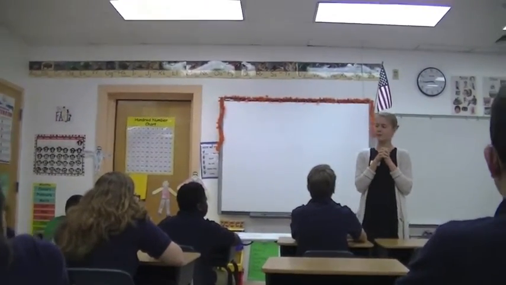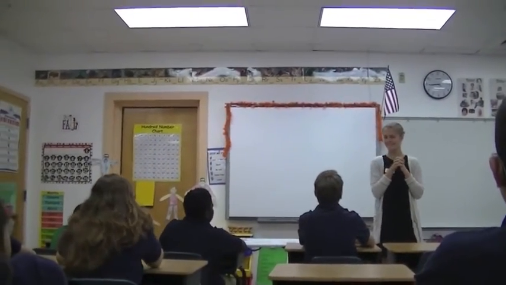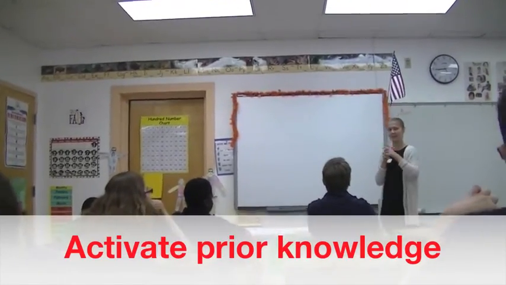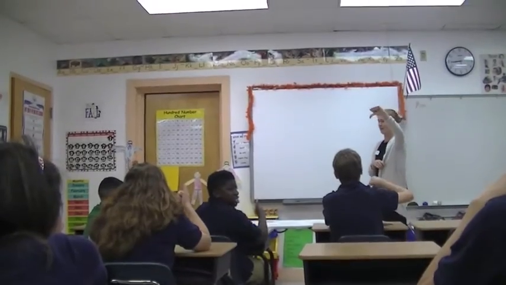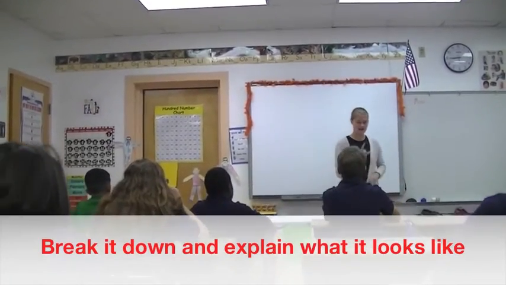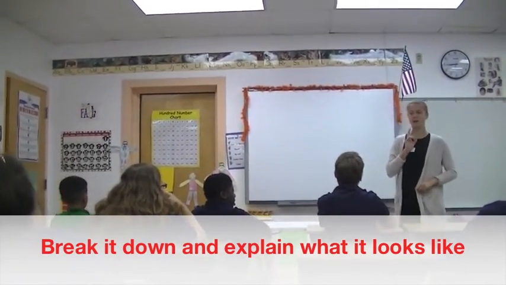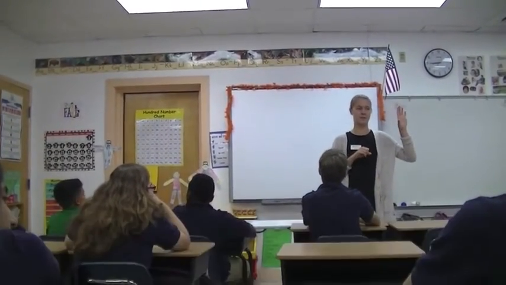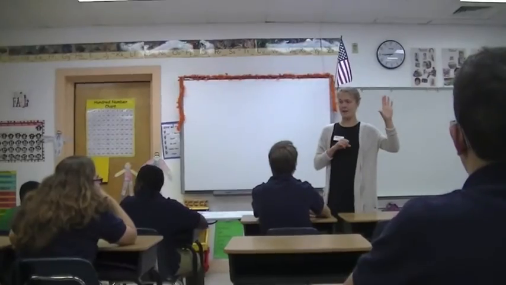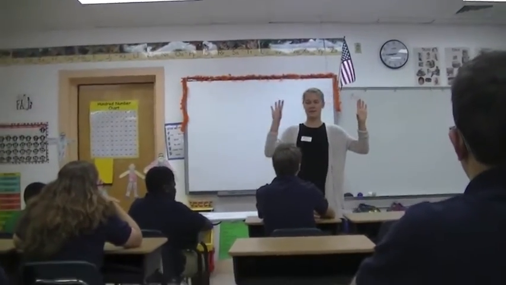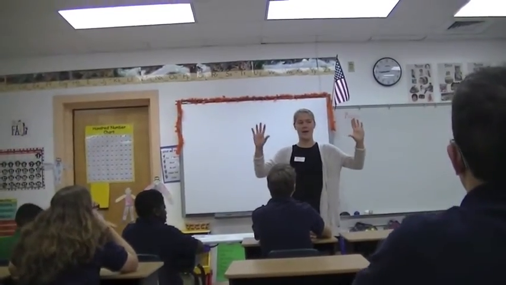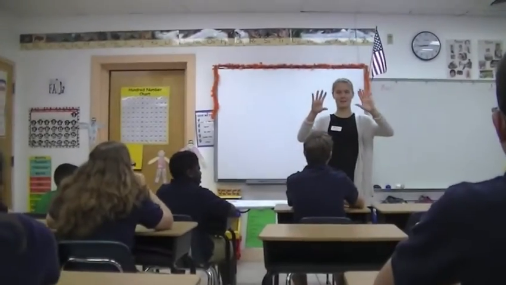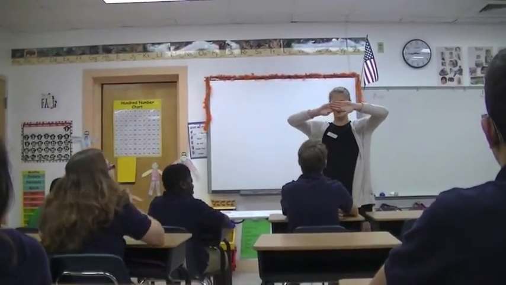Has anyone ever worked with a Venn diagram before? No? Thumbs up, thumbs down if you haven't. It's okay if you haven't because we're going to practice with it today. So a Venn diagram is made up of two circles. One circle is going to represent one story or one thing. The other circle represents another story or another thing. And what you do is you bring the Venn diagram together and they overlap like this.